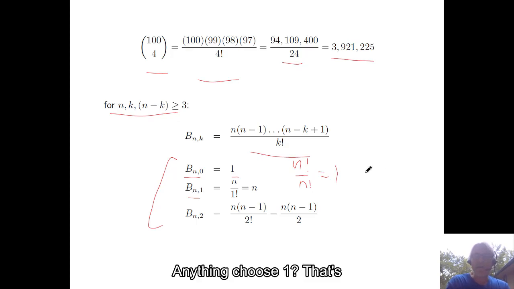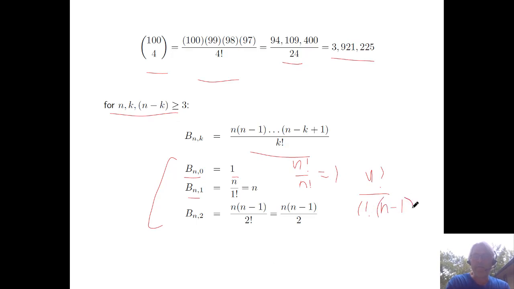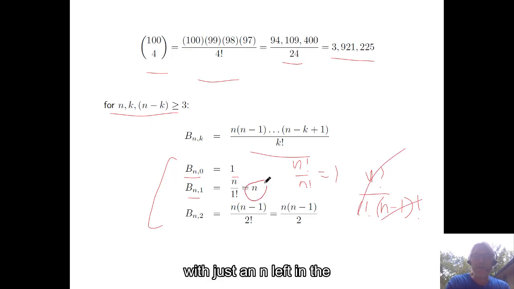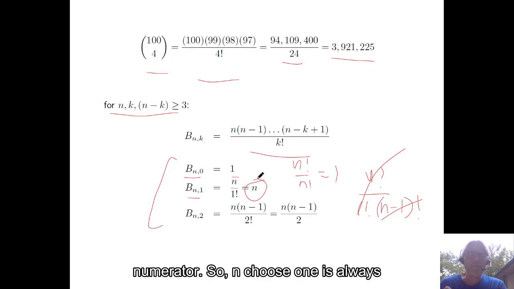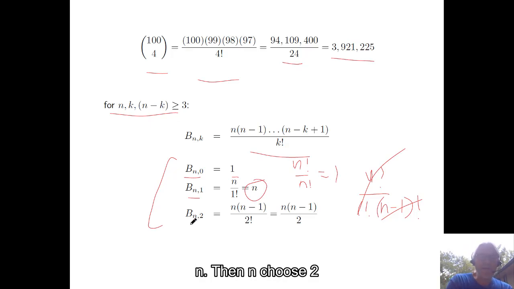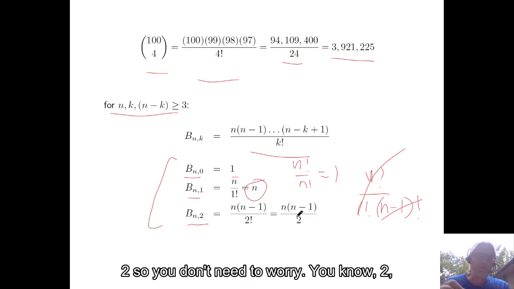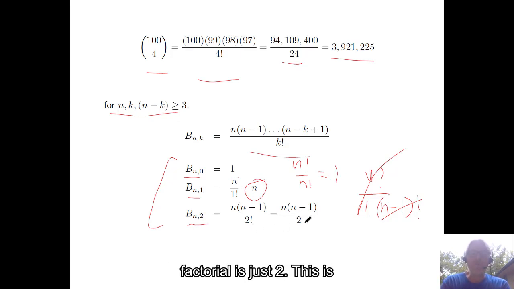Anything choose 1, that's n factorial over 1 factorial and n minus 1 factorial. Most of those terms are going to cross out, and you're going to end up with just an n left in the numerator. So n choose 1 is always n, and n choose 2 is always going to be n times n minus 1 over 2. You don't need to worry, 2 factorial is just 2.